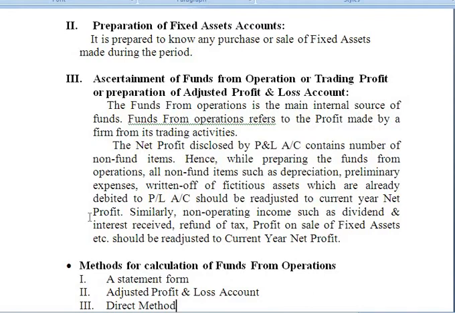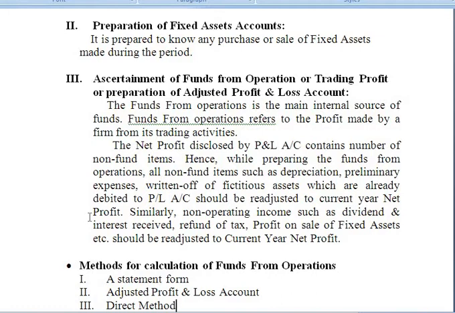Okay, so whatever operating income we have included in the revenue from operations, that we have to remove, and whatever expenses we have deducted from the revenue from operations of a firm, those non-operating expenses we have to add back in the profit, and whatever balance will remain by adjusting non-operating expenses and non-operating income, that balance is called funds from operations. Okay, if the balance is positive, it is funds from operations. If it is negative, it is loss from operations.